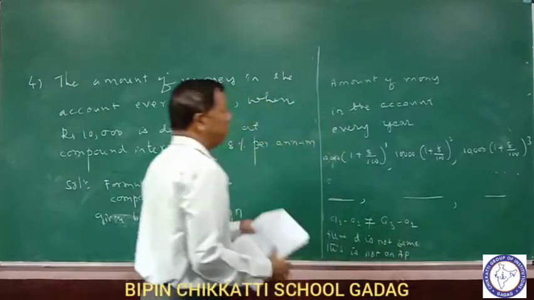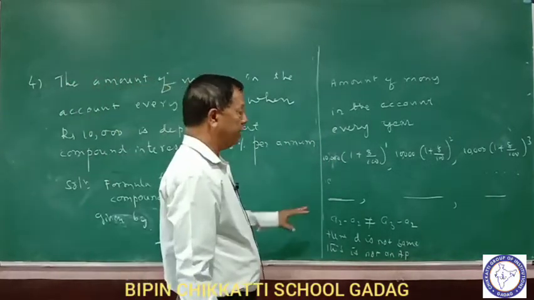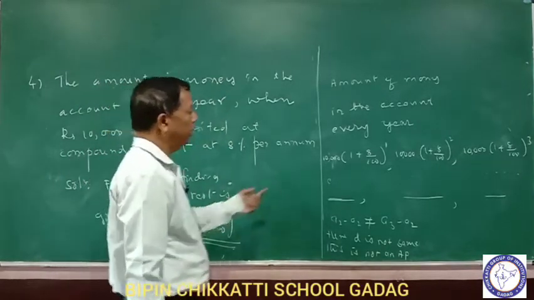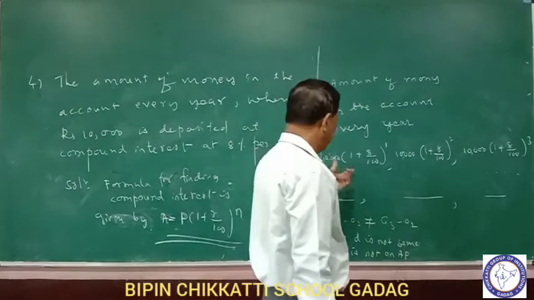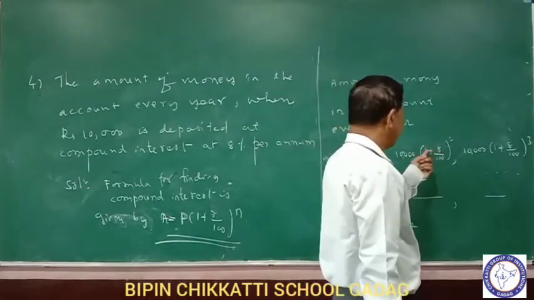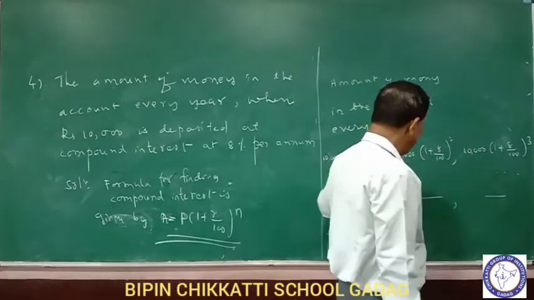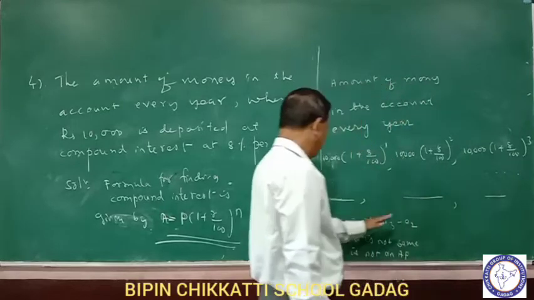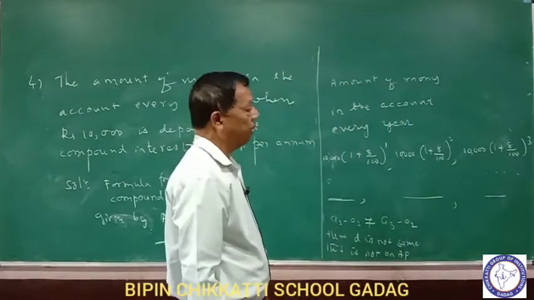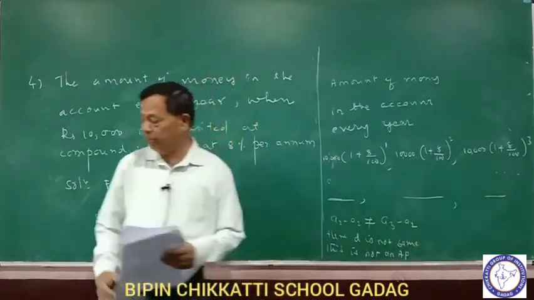I hope you understood the plan of writing. This is the formula for finding the compound interest, A is the amount in the account. Only this direct simplification you write here. What happens here? 108 over 100 squared, and you can simplify. But when you go for A1, A2, A3, you see that A2 minus A1 is not equal to A3 minus A2, D is not the same, and this is not forming an arithmetic progression.